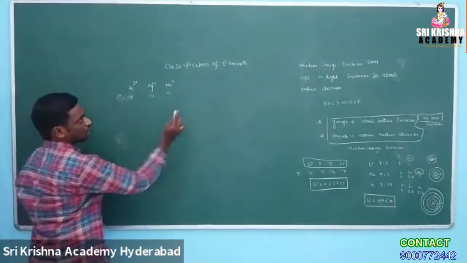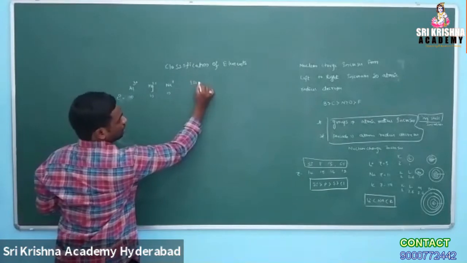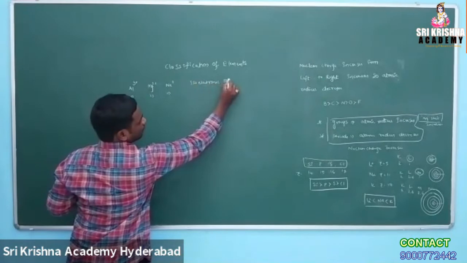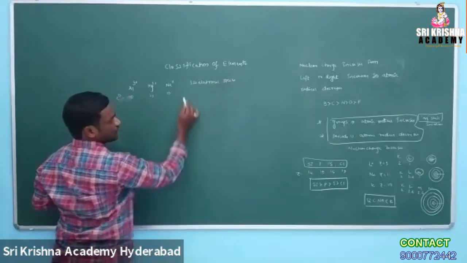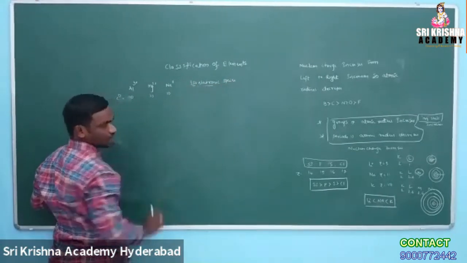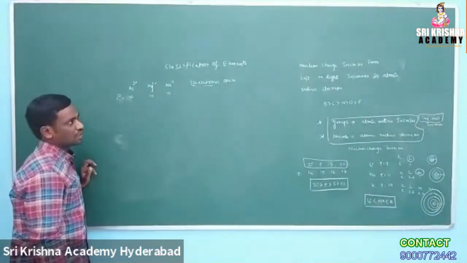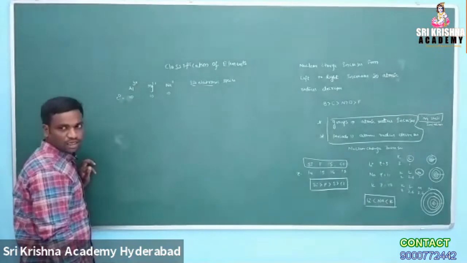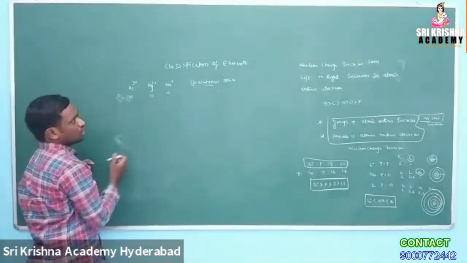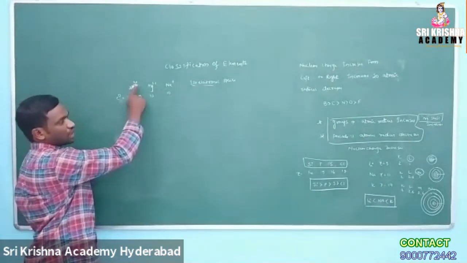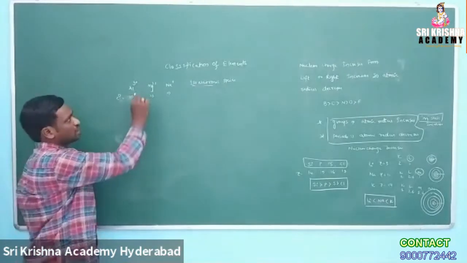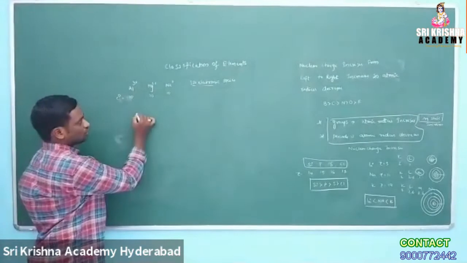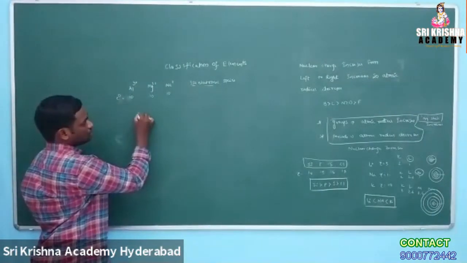This is called isoelectronic species. Iso means same, electronic means electrons. The same number of electrons in all species: here 10 electrons, 10 electrons, here also 10 electrons. In this case, look at the positive charge present on the element. Here plus 3 positive charge, here plus 2 charge, plus 1 charge. Positive charge increases.